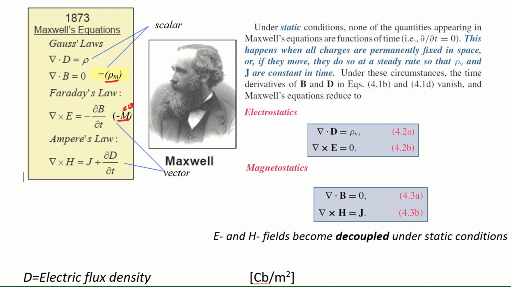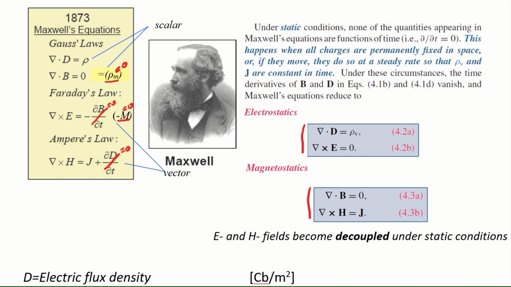So this term is 0, this term is 0, and if we want to consider static conditions, which means conditions where the electric and the magnetic field are not changing in time, then the time derivative of the magnetic flux density will be equal to 0, and the time derivative of the electric flux density will be equal to 0 as well. In this case, the equations transform into what we see on the right hand side.